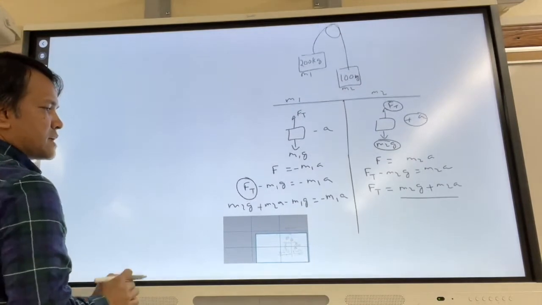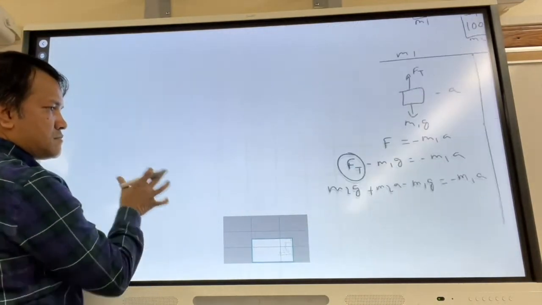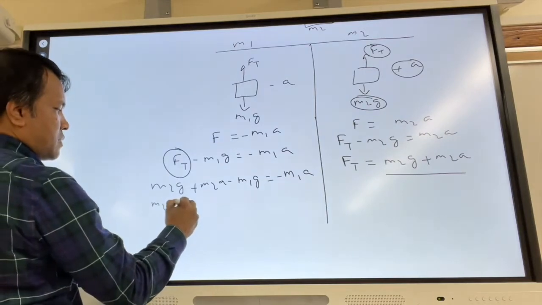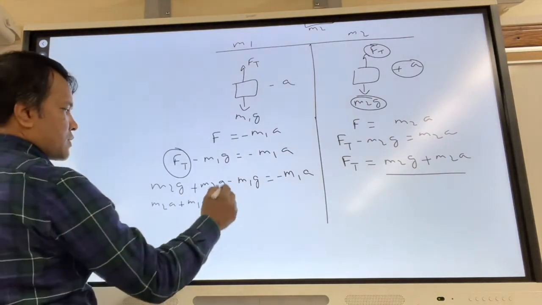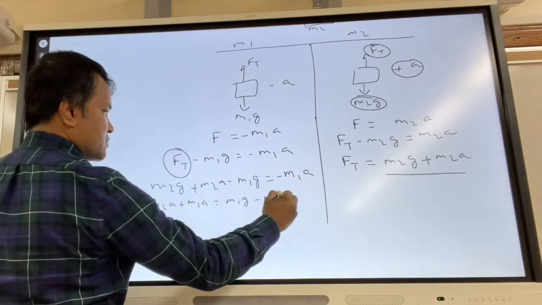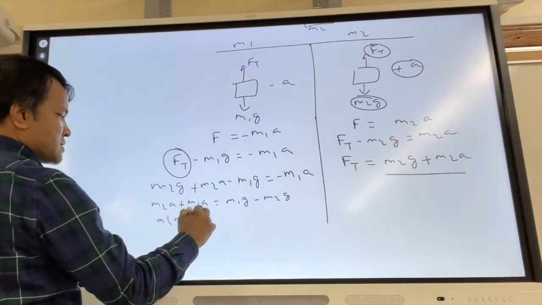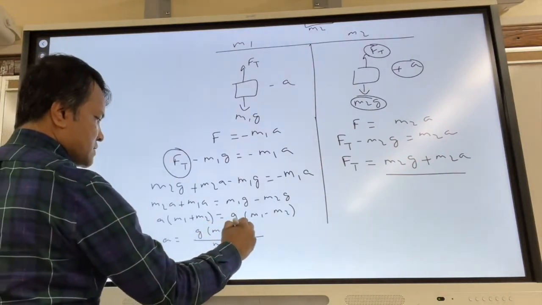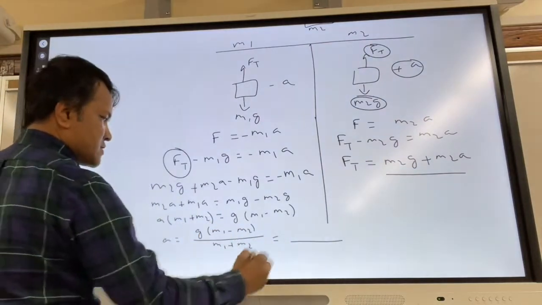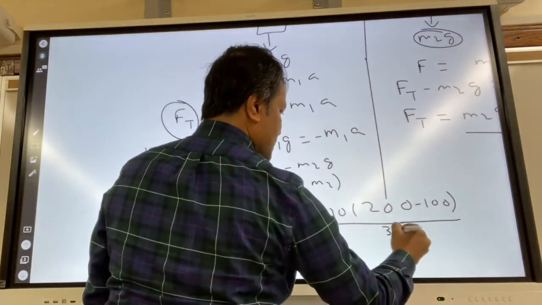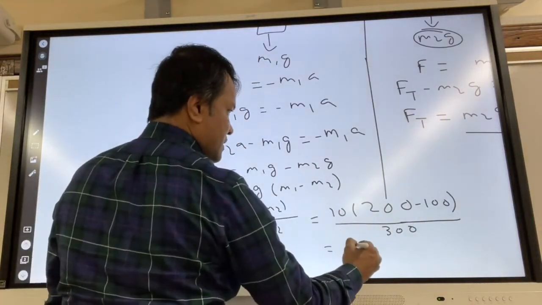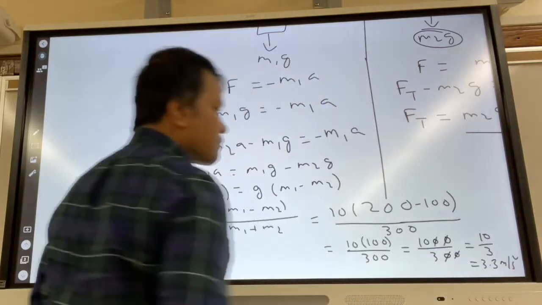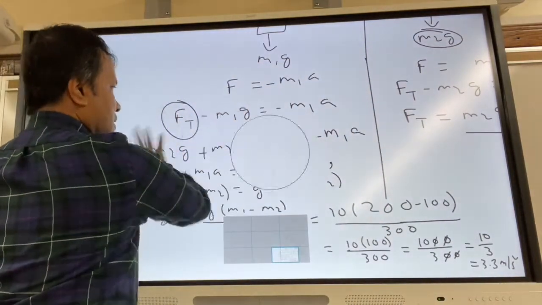So we're going to isolate the acceleration. That's our goal. How can I do that? m2a plus m1a is equal to, we're going to send the m1g to the other side, minus m2g. Acceleration is g times m1 minus m2, over m1 plus m2. What is g? g is 10. So now you have 10 times 100 and you divide by 300, meters per second squared.